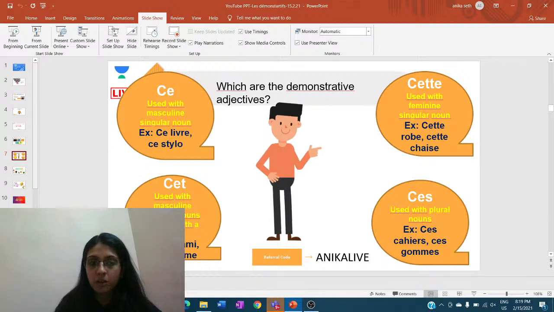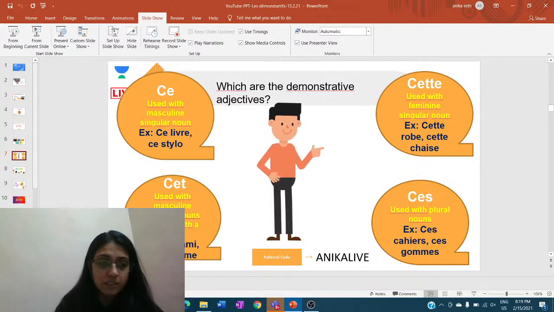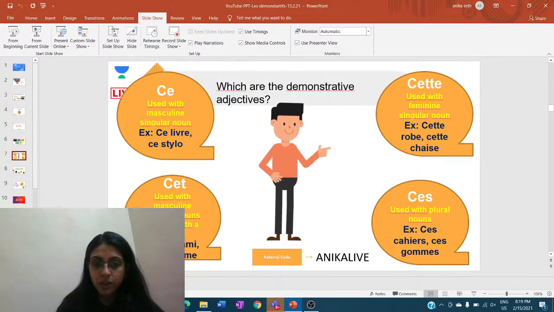Because if we write ce ami or ce homme, then two vowel sounds will be pronounced together. But that cannot happen as the rule. So that is why for the masculine singular nouns which start with vowel, there is a demonstrative adjective CET. Okay, so I hope this much is clear. Till here, if anyone has any doubt, you can just ask the questions in the chat.